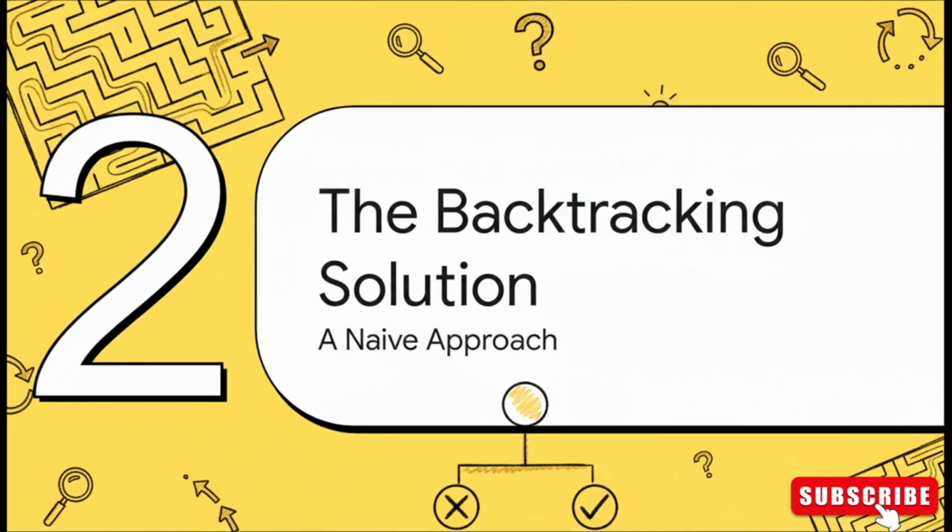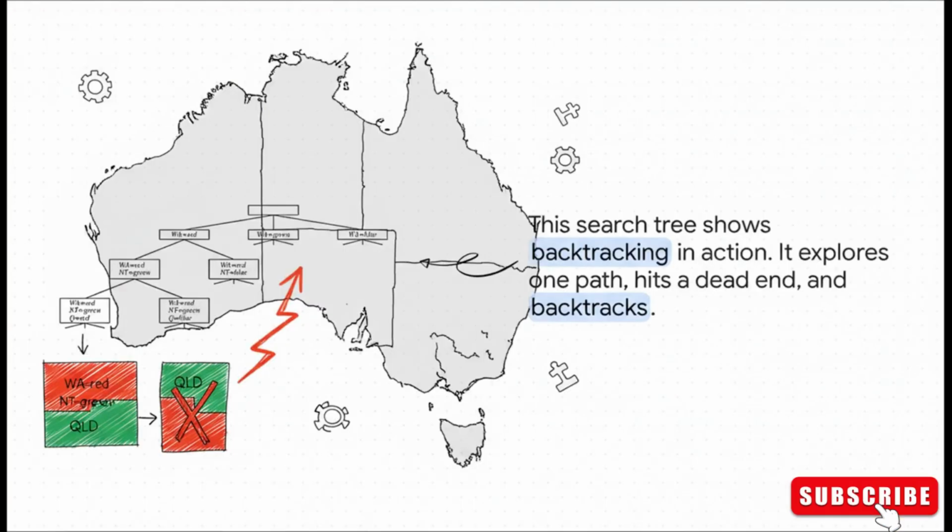Think of it as our starting point. It gets the job done, but let's just say it's a little clumsy. At its heart, backtracking is just a depth-first search. It's kind of like blindly walking through a maze. You pick a variable, say Western Australia, and give it a value. Let's make it red. Cool. Then you move to the next one, Northern Territory, and make it green. Still good. But then you get to South Australia, and you try to color it red? Uh-oh. Instant problem. South Australia touches Western Australia, so they can't both be red. You've hit a dead end.